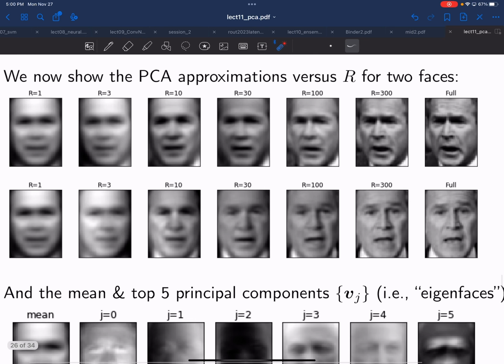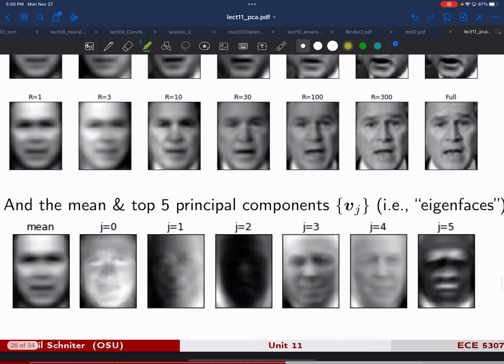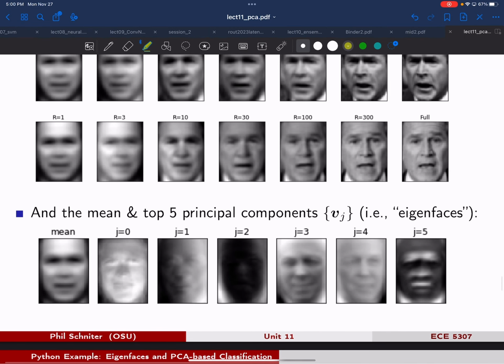Okay, so that's approximation versus R. Now let's look at the principal components themselves, which are kind of interesting to look at. These things are coined eigenfaces. So here we have the mean on the left. Then it says the most important variation from the mean in this data set is this. And so this is really something about lighting, I think. It's sort of like, is the lighting coming from above or is the lighting coming from below? Because that's sort of the main thing that I think this is providing.